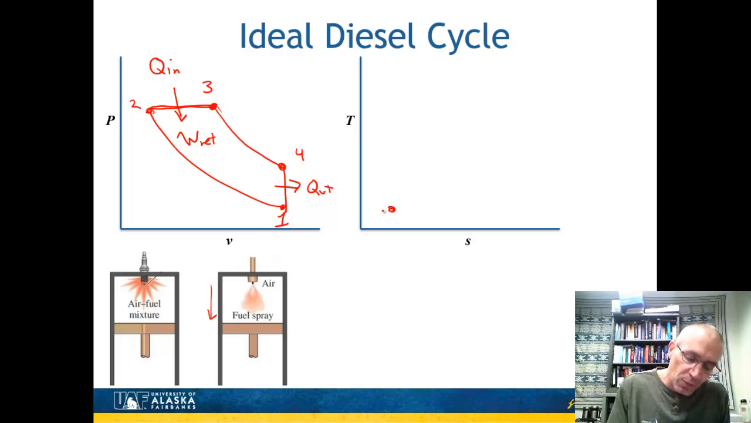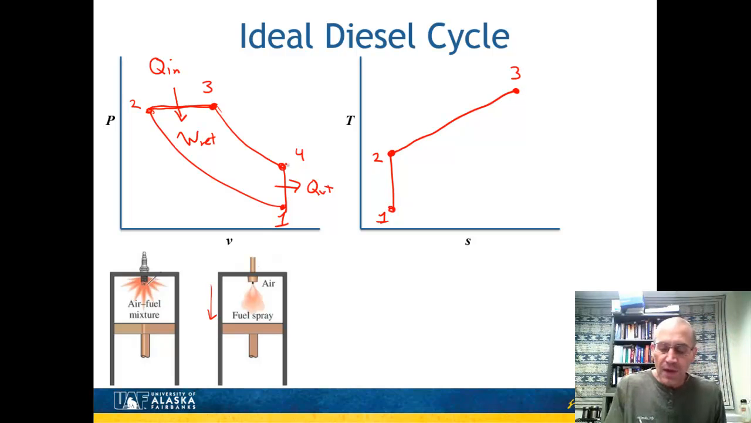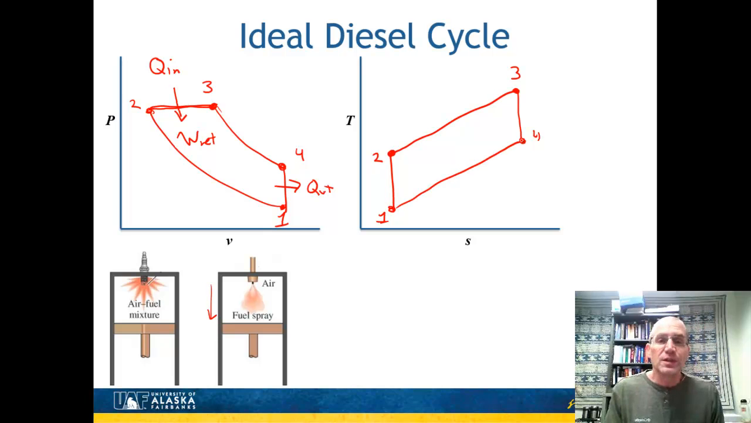Again, we start at point 1, which is at a relatively low temperature and entropy, isentropic compression to 2, and then this is that constant pressure stroke where heat is added. So we increase the temperature and the entropy up to 3. And then going from 3 to 4, it drops down. It's a power stroke, isentropic to point 4. And then we reconnect as well. So it looks very similar to the Otto cycle.